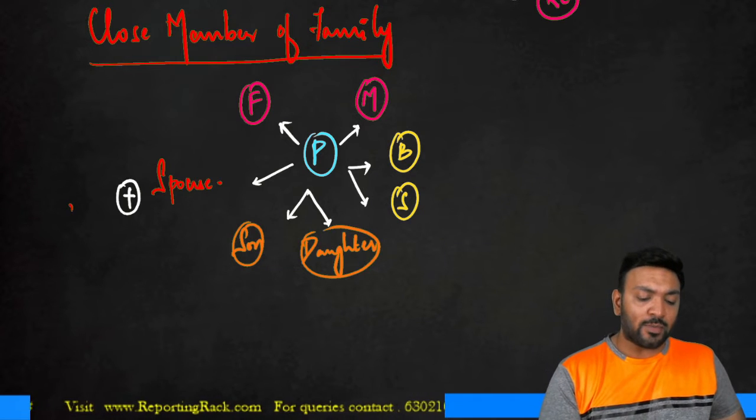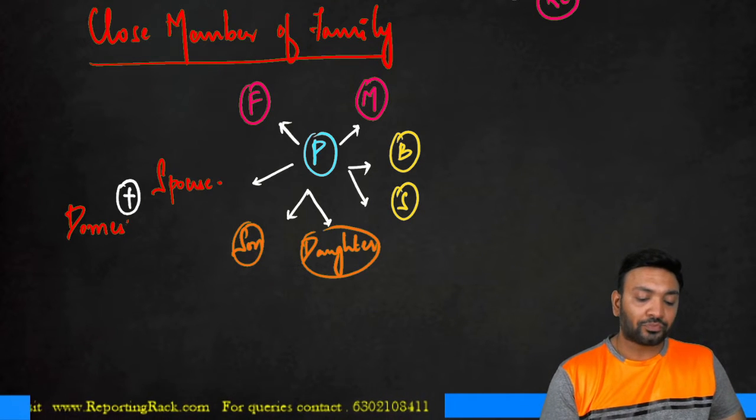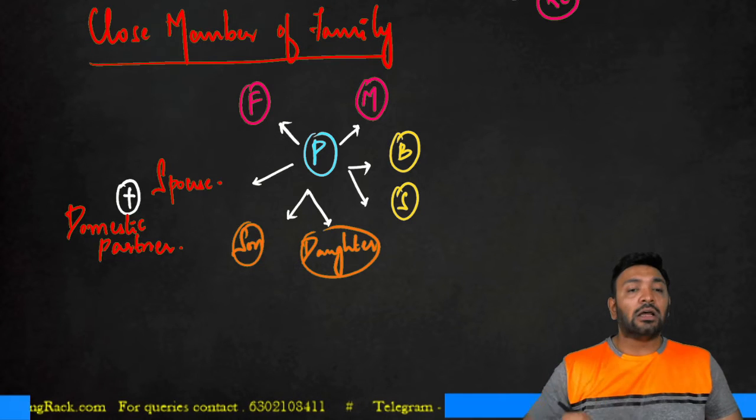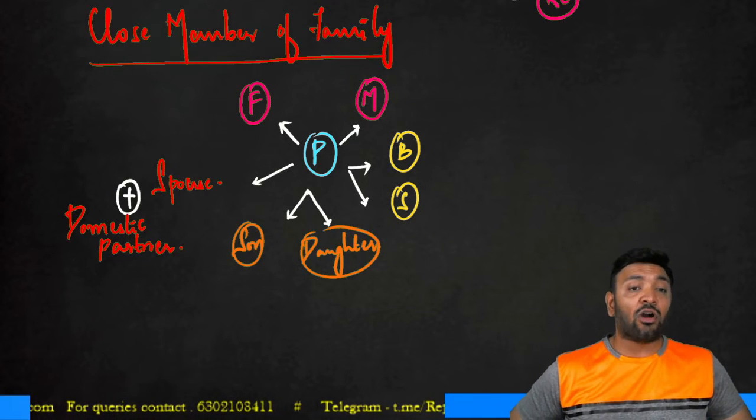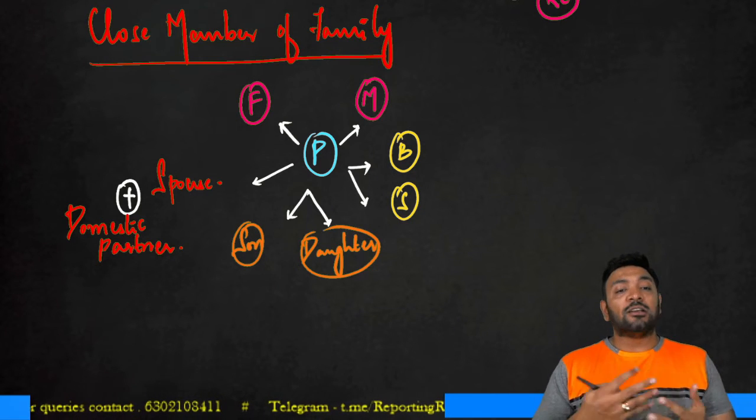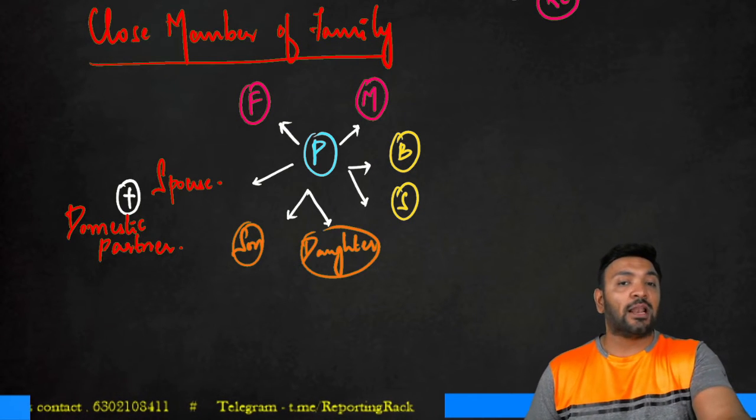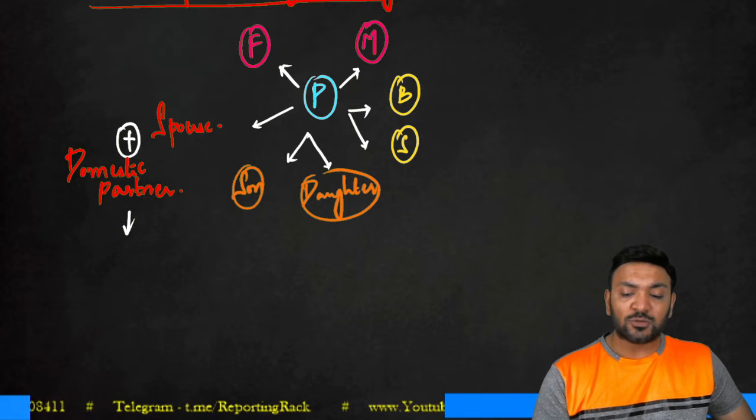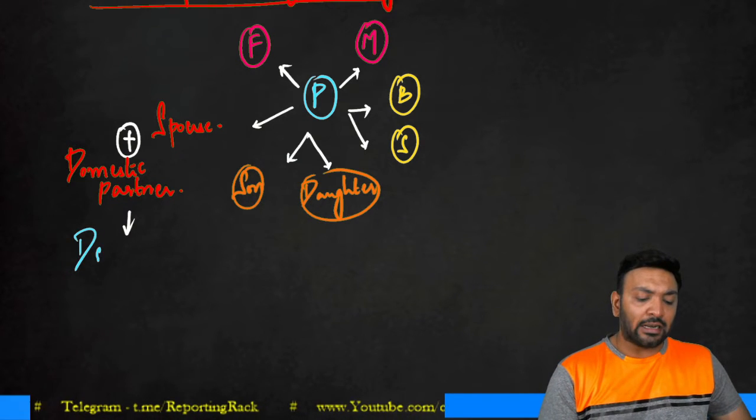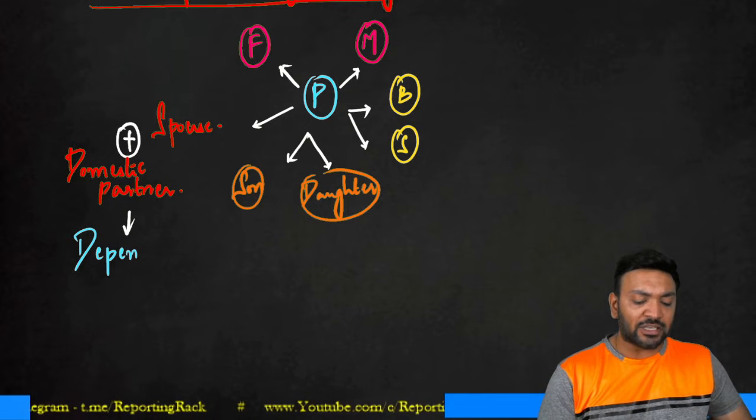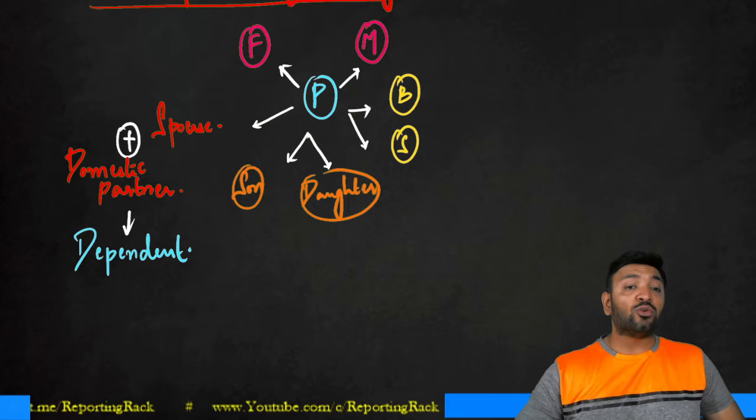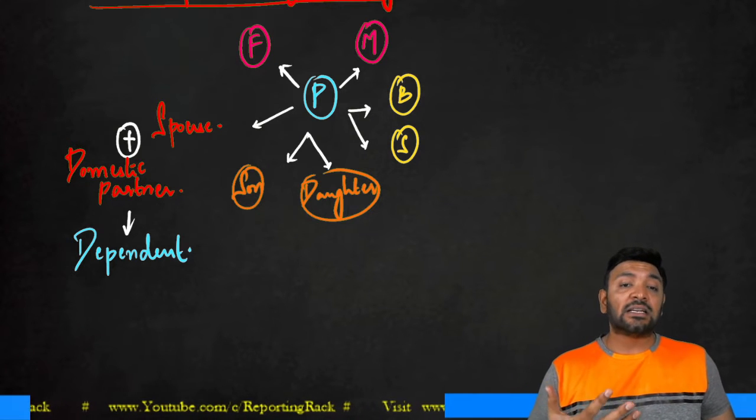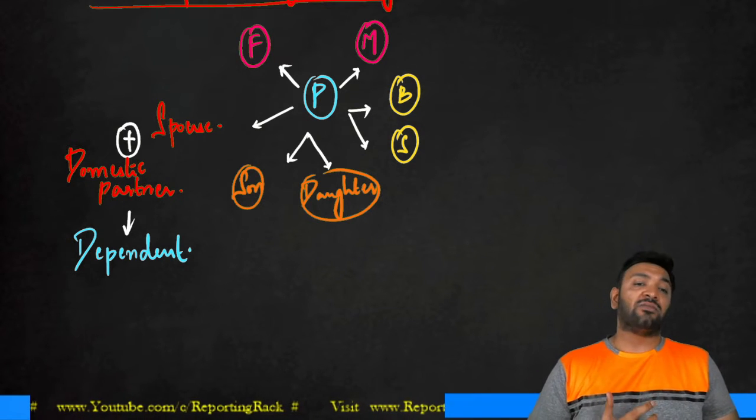He used the word domestic partner. It is a Westernizing of the Indian tradition. Generally in India, we call it spouse. The Western word, obviously, need not be a spouse. It can be a domestic partner as well. Additionally, he says the dependents of the spouse can also be considered related parties, close members of family to the person. That means the mother of the spouse and father of the spouse are also considered dependents, and those dependents of the spouse can also be considered a close member of family to the individual or the person I'm talking about.